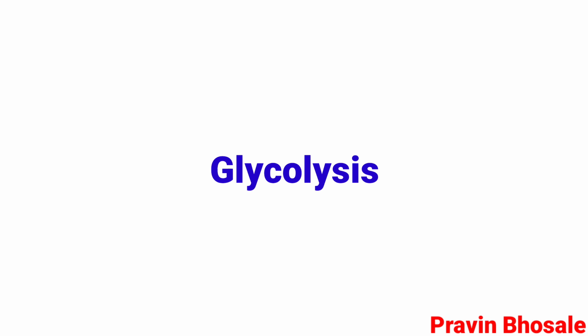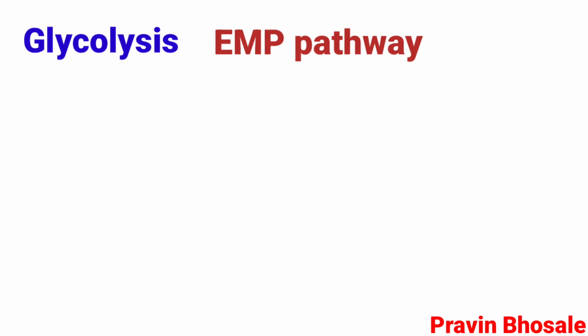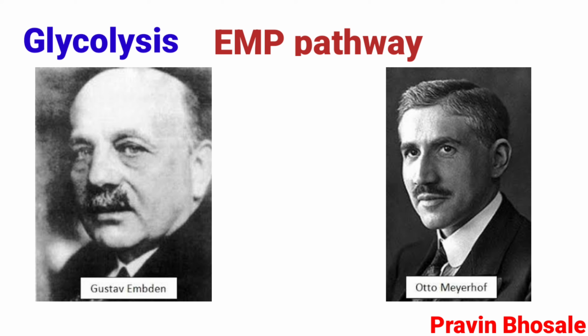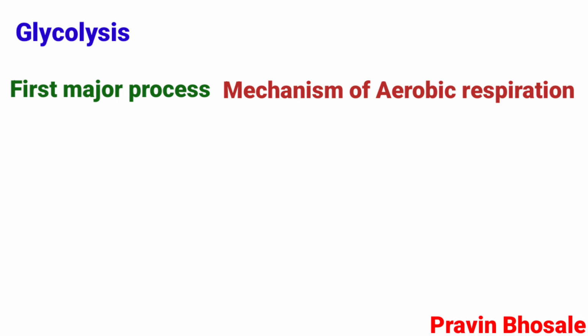Hello students, let us revise about glycolysis. Glycolysis is also called the EMP pathway because it was discovered by Embden, Meyerhof and Parnas. Glycolysis is the first major process in the mechanism of aerobic respiration.